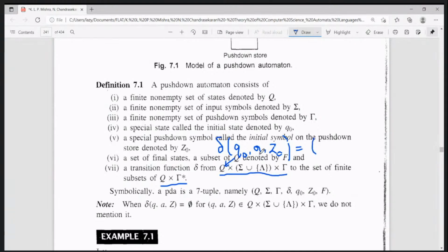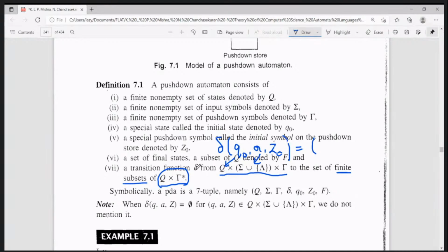This A is basically an input alphabet. Here we are saying that we can consider an empty also, along with the input alphabet. And this inverted L is representing the stack symbol. Right now, the top of the stack is Z naught. Considering this configuration, we can make a transition to the subsets of Q cross inverted L star.